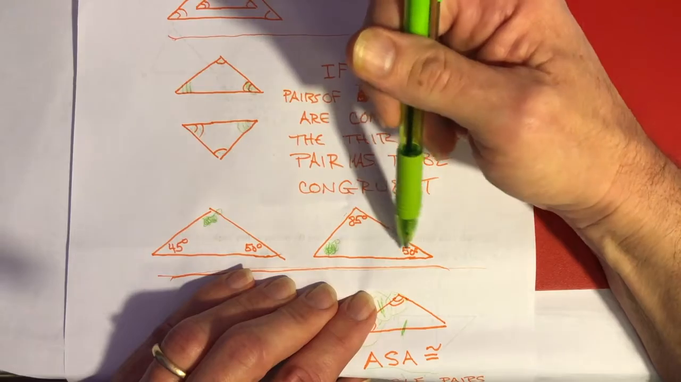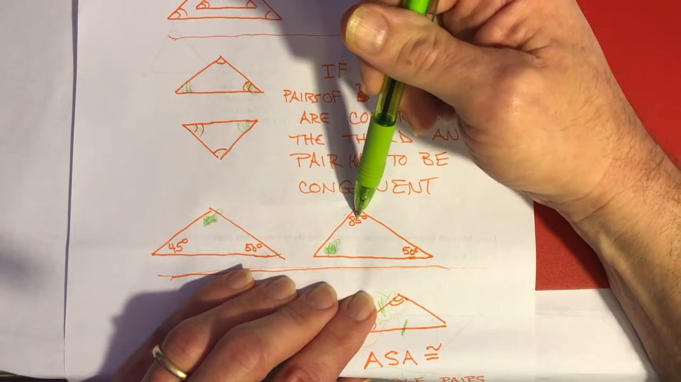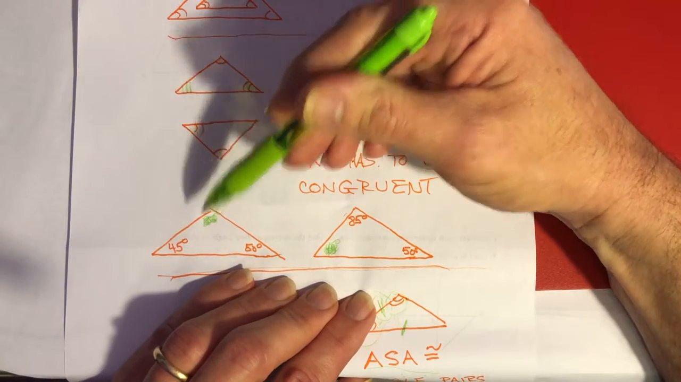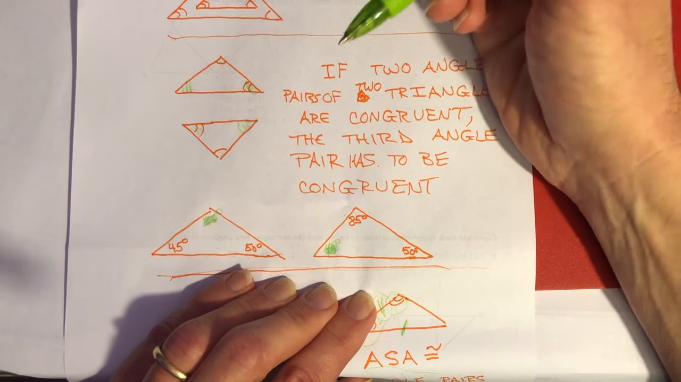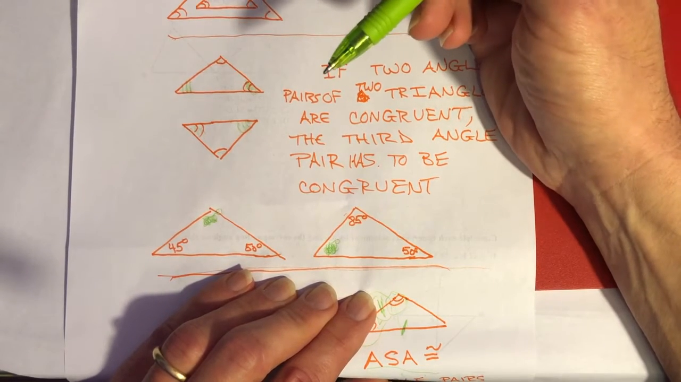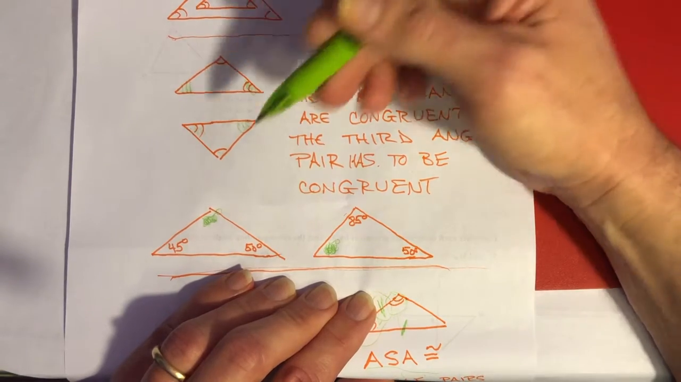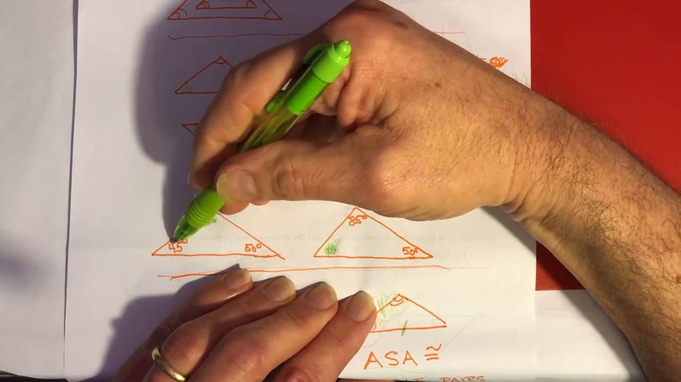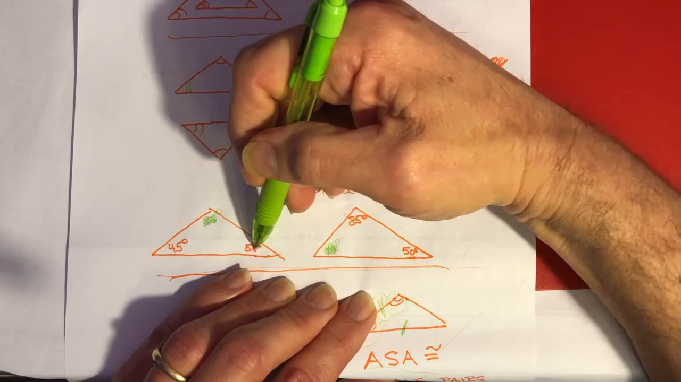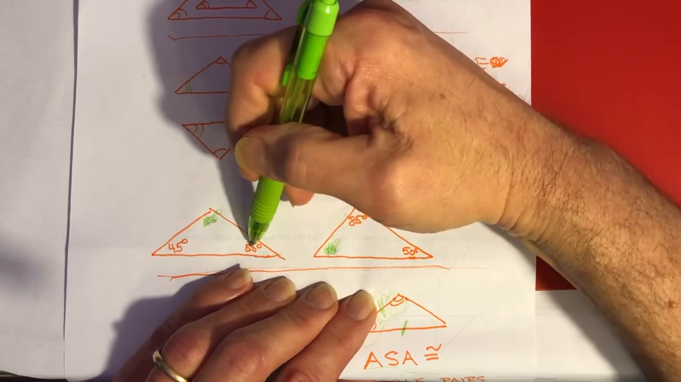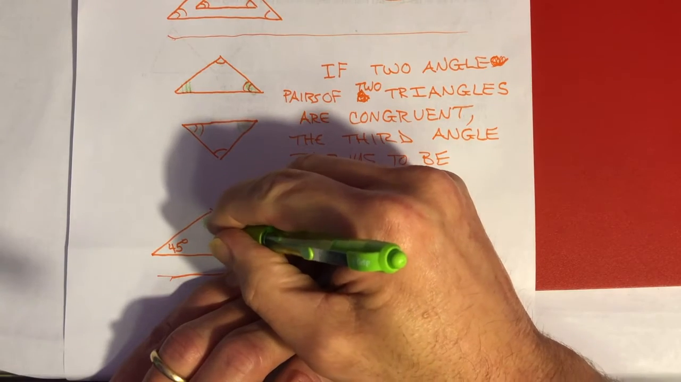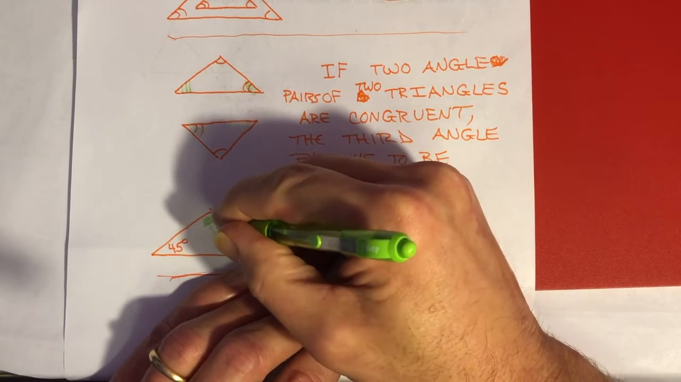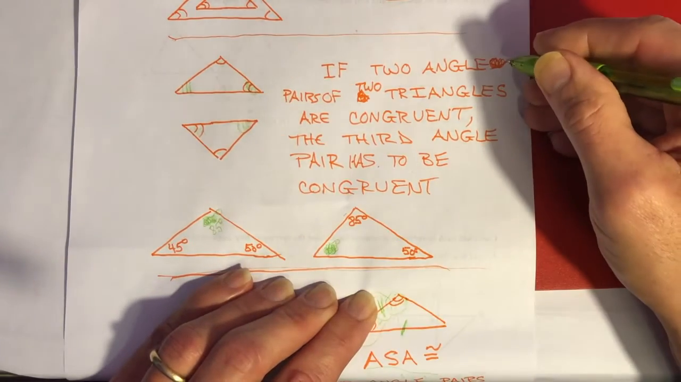Sure, you got a 50 degree here and a 50 degree here, but the second one's 85 here, the second one is 45 over here. But for both triangles, they have to add up to 180 degrees. So let's look what happens. 45 and 50 is 95 degrees. Subtract that from 180, and you wind up with 85 degrees over here.